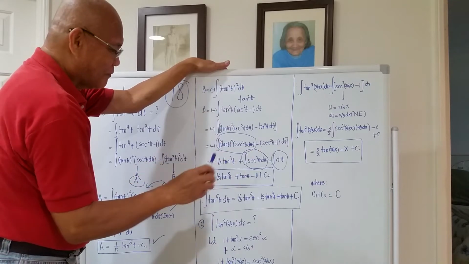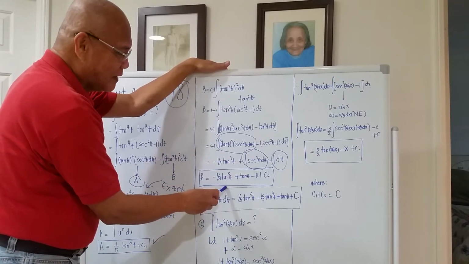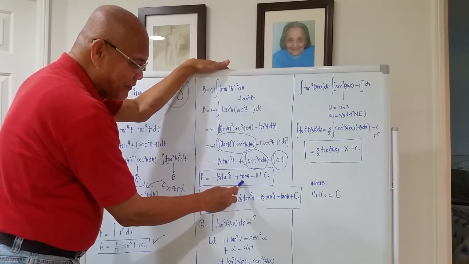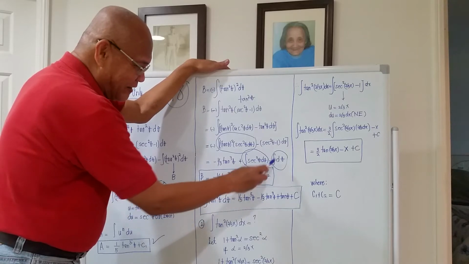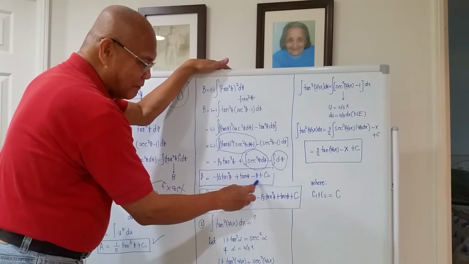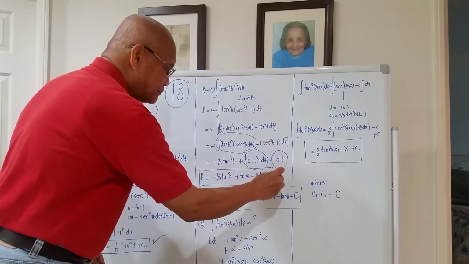So to bring out the value of B, this will now be negative 1/3 tangent cube of theta. The integral of this is just simply tangent of theta. The integral of the differential of theta is just negative theta plus constant C2. That's the value of B.